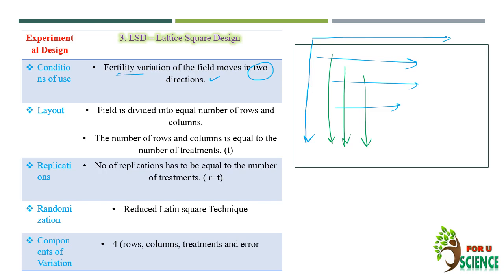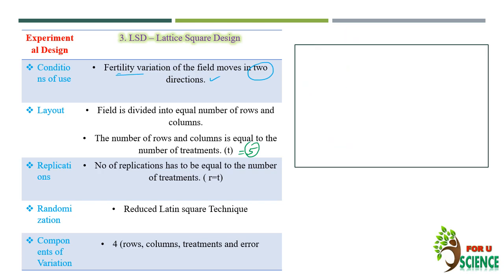Okay, so in that case, we use the lattice square design for our experiment. For the layout, we just divide our field into an equal number of rows and columns. The number of rows and columns will be equal to the number of treatments. Suppose the number of treatments is 5, then the number of rows and columns will be the same as the number of treatments.